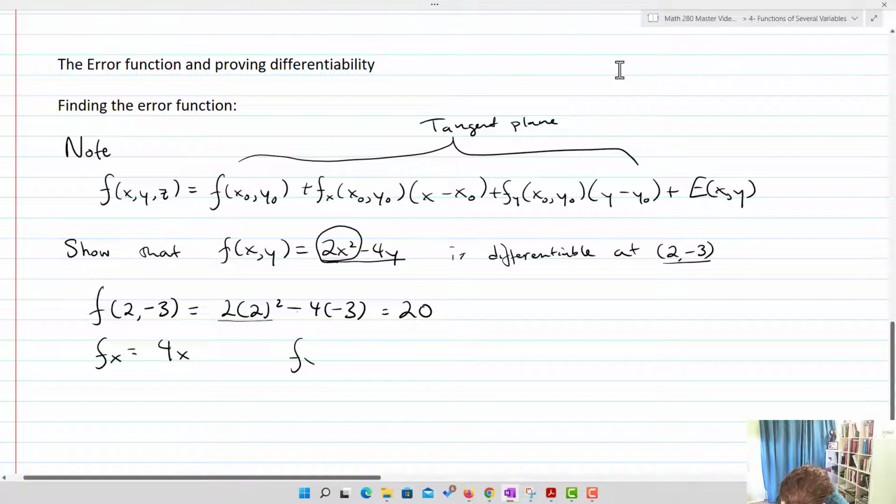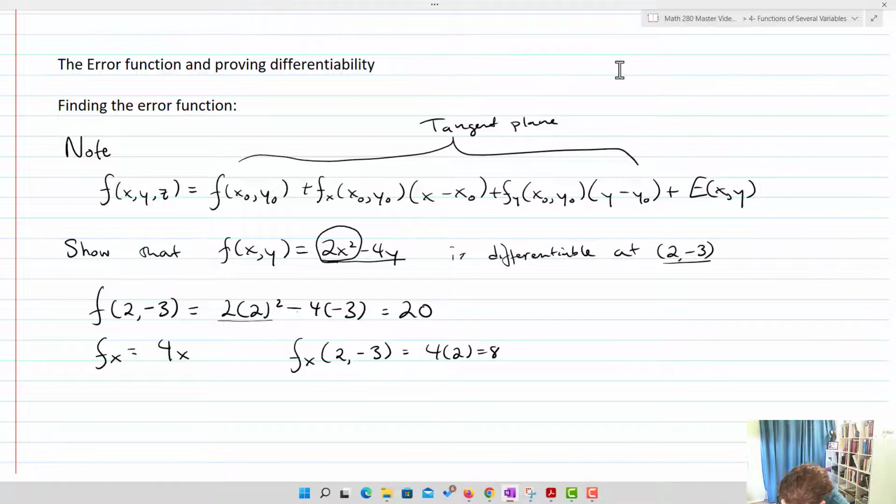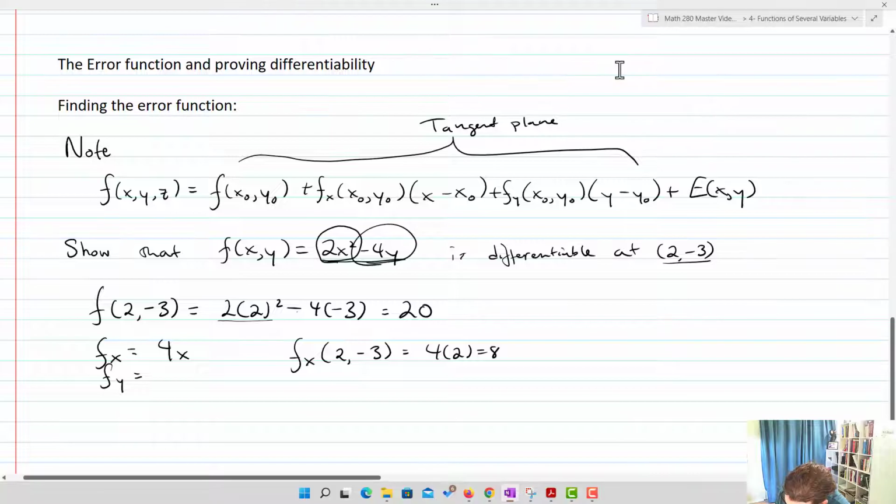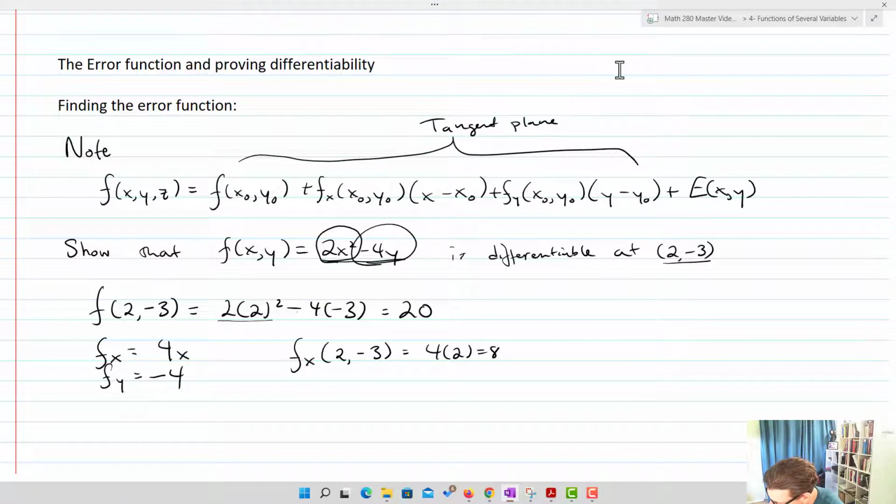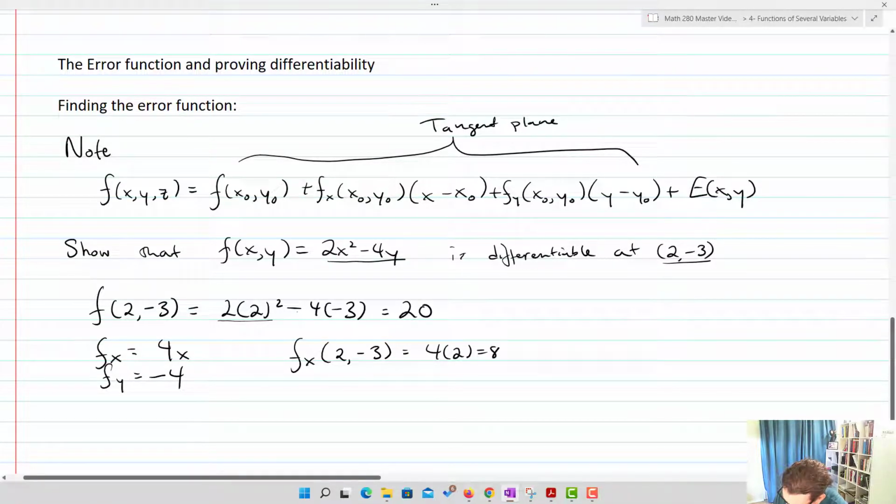And so fx at (2, -3) will end up equaling 4 times 2, which equals 8. And I'm going to need fy. Fy is then going to be just -4, all right? So it's constant, because the y part is linear, so we don't need to do anything else with that. So fy is just -4.